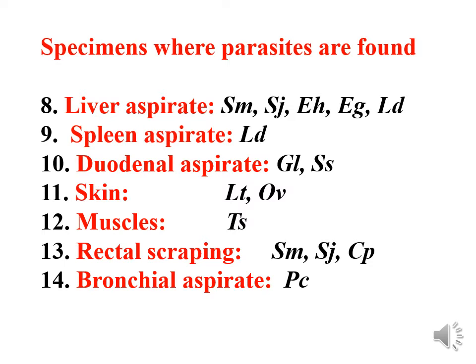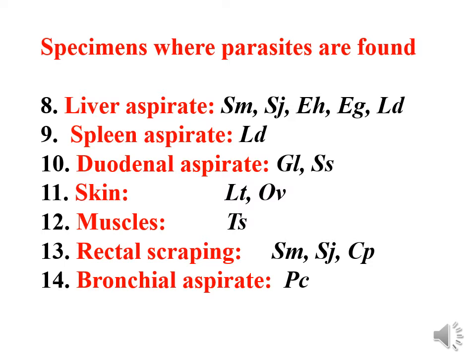In the skin, another parasite or another Leishmania, Leishmania tropica, causes cutaneous leishmaniasis. And also Onchocerca volvulus, which causes nodules on bony areas, and causing what is known as river blindness. Then skin snips could be taken to identify Leishmania tropica amastigotes, and the microfilariae of Onchocerca volvulus.